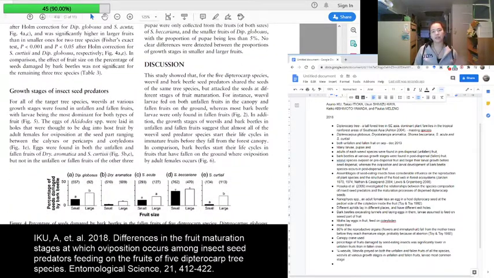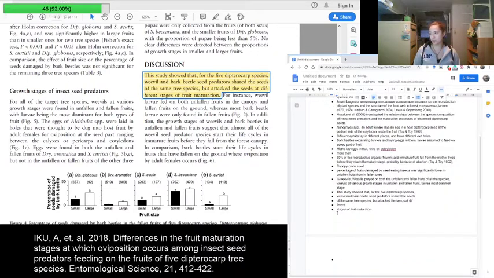Okay, we'll read the discussion through properly. We've got 45 minutes. This study showed that for the five tree species, weevil and bark beetle seed predators shared the seeds of the same tree species, but attacked the seeds at different stages of fruit maturation. That is a main point. Why does it do that?